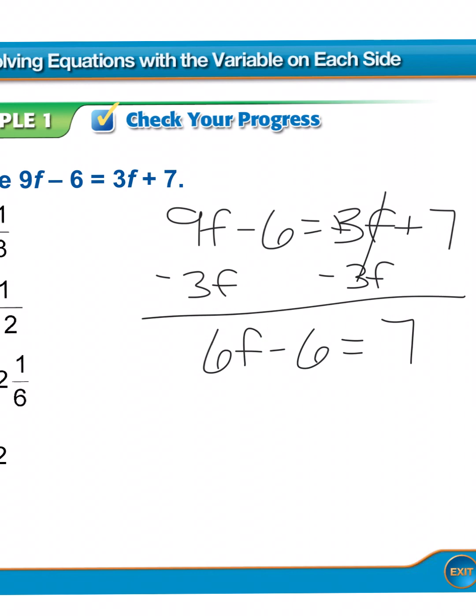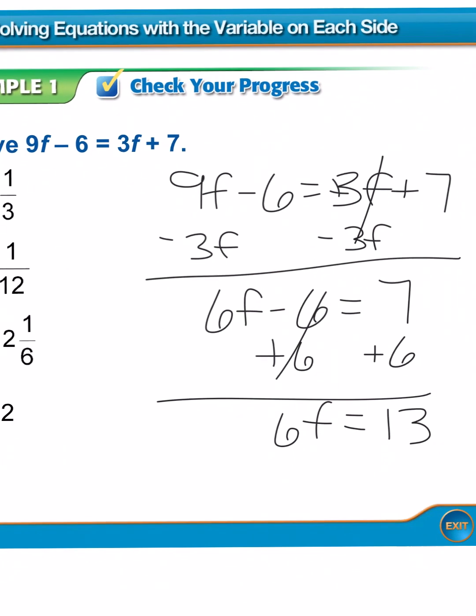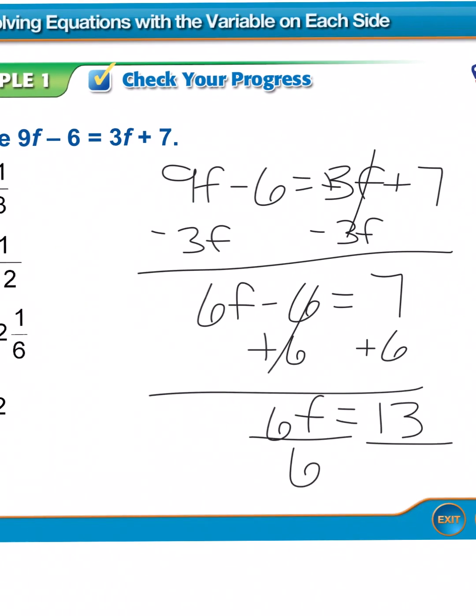All right, our next step would be to what? Yep, this is just like what we did yesterday. So we have 6f equals 12. Not 12. 13. So divide by 6. F equals 2 1/6. Yep. Because 6 goes into 13 two times, and then you have 1 left over.